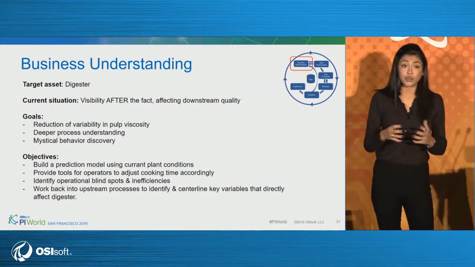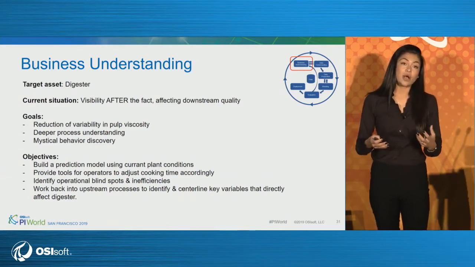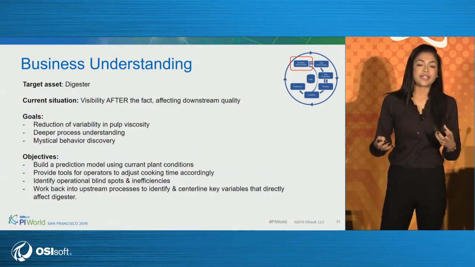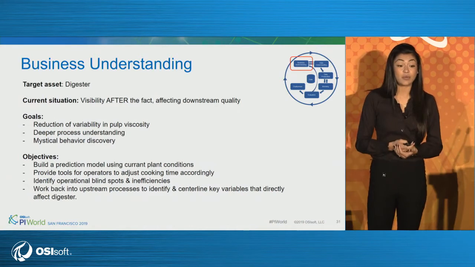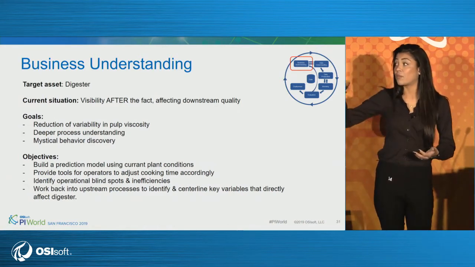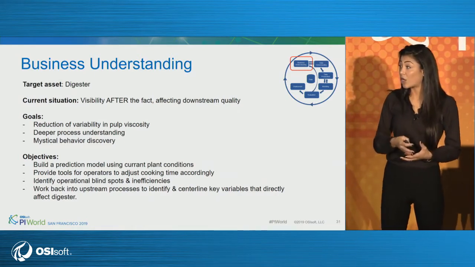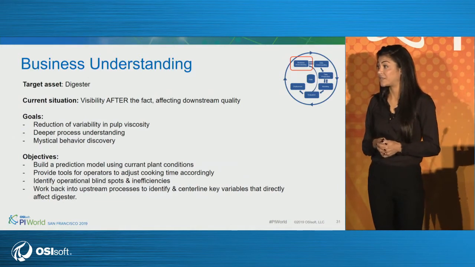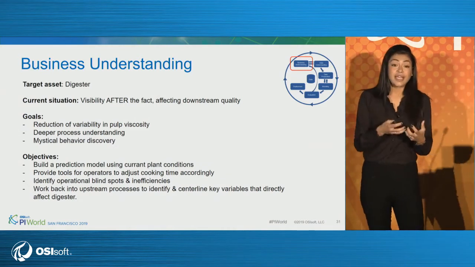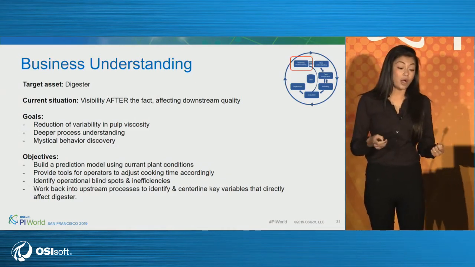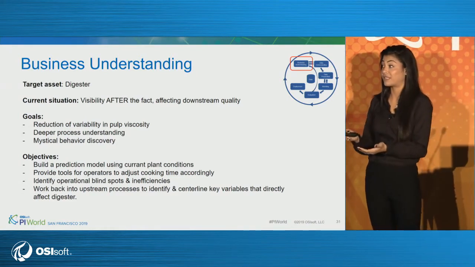So they defined some goals to refine that business case, such as reduction of variability of pulp viscosity, and also putting the emphasis on understanding the process deeper, and perhaps finding some mystical behavior that they weren't even aware of. They also defined some more specific objectives around these goals, such as building a predictive model using the current plant conditions. And they put the emphasis on wanting to provide tools for the operator so they could adjust the cooking time according to the viscosity they were seeing live, predicted by the model.